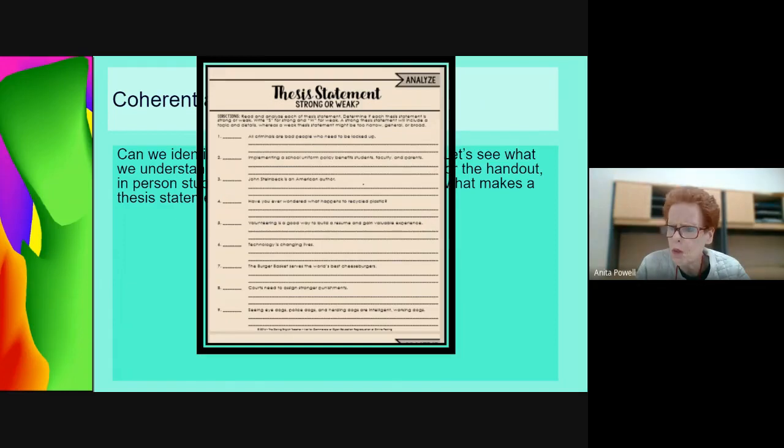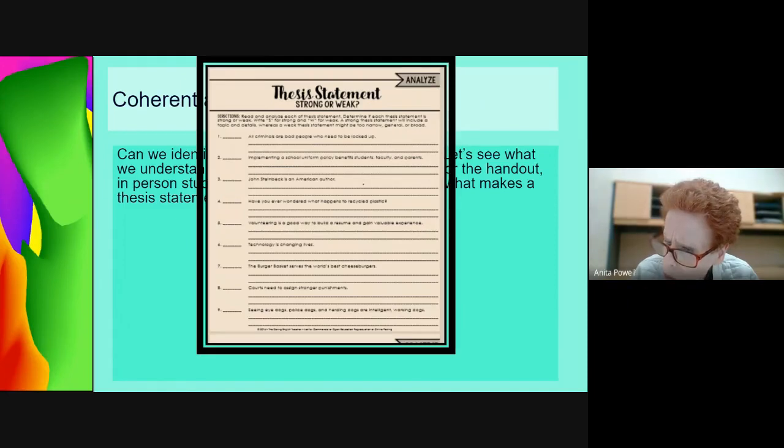You might be a little bit more specific. How is this wonderful thing going to benefit these people? John Steinbeck is an American author. Okay, I would say that's probably not addressing the prompt. It's just basically a declarative statement, and so therefore it's too general.